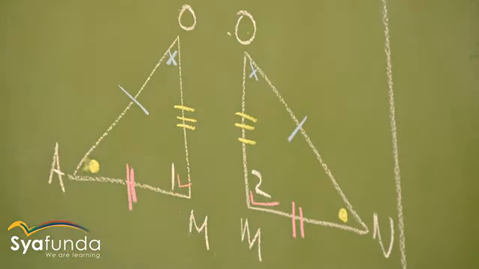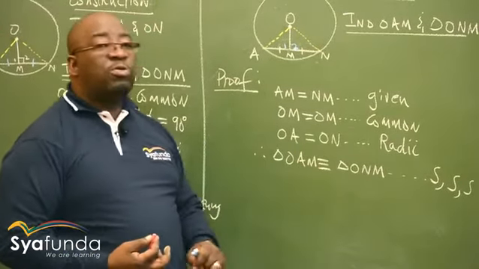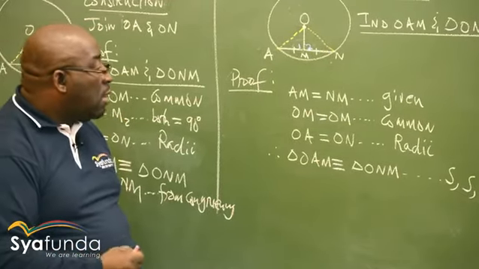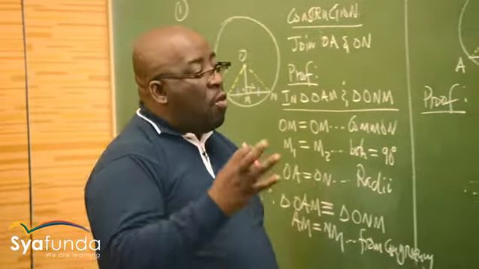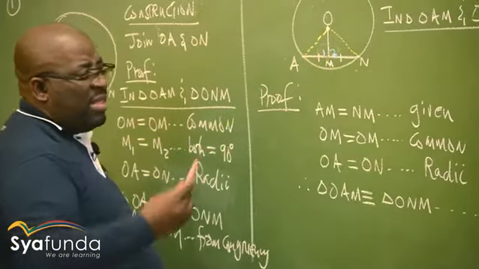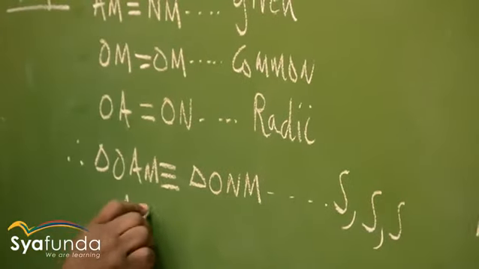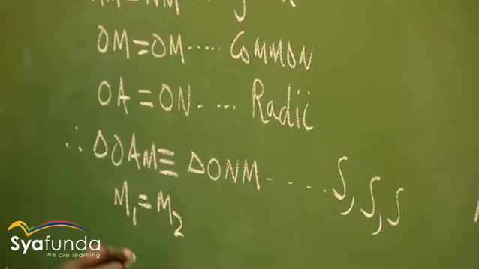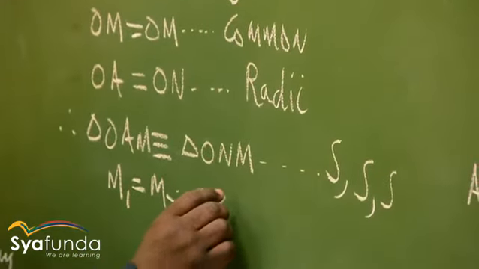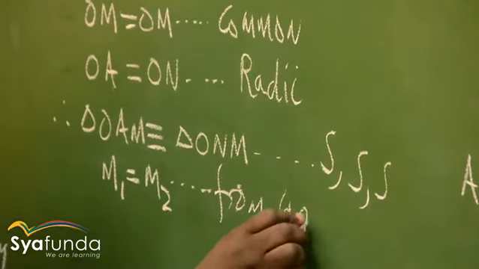Where do we get that fact from? The fact that the two triangles are congruent. It simply implies that the corresponding angles are equal, as well as the corresponding sides. What is it that we're saying here? We are saying angle M1 is equal to M2. Let's write that down. We are saying M1 is the same as angle M2. Why are these two the same? It's because we're taking the fact that the two triangles are congruent. So it's coming from congruency.